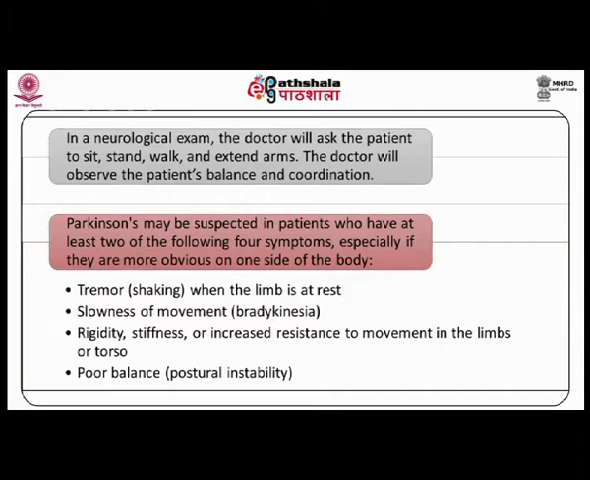The doctor will observe the patient's balance and coordination. Parkinson's may be suspected in patients who have at least two of the following four symptoms, especially if they are more obvious on one side of the body: tremor, when the limb is at rest; slowness of movement, bradykinesia; rigidity, stiffness or increased resistance to movement in the limbs or torso; and poor balance, which is postural instability.